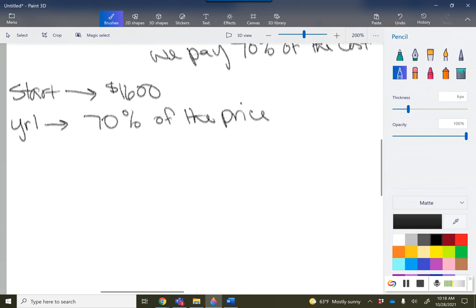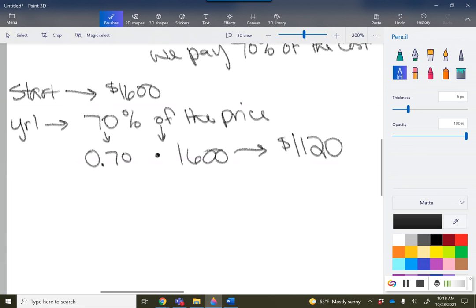So if I look at that, 70%, I can't put that in my calculator. Instead, I put 0.70. "Of" in math terms means multiply. And the price was $1,600. So I'm going to let my calculator do that math, and I get 1120.